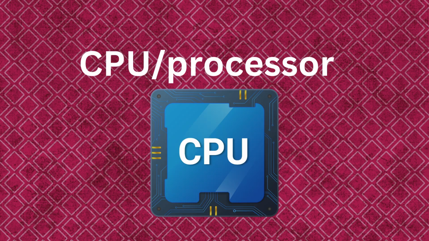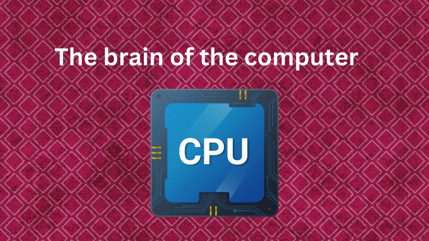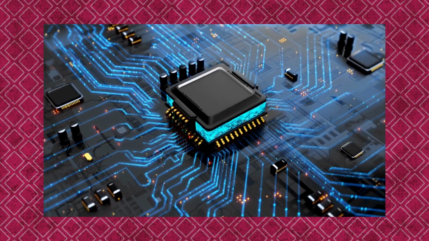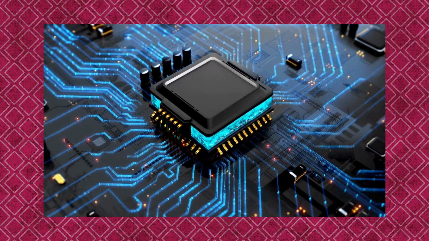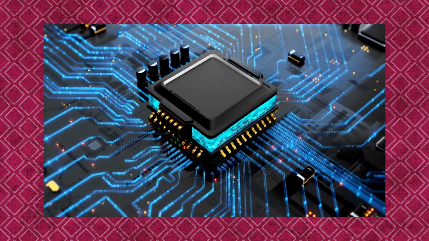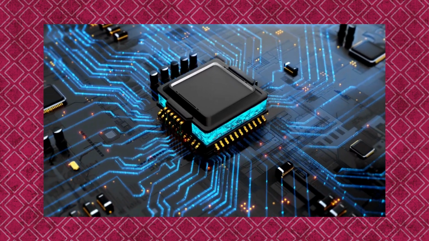CPU/processor. The Central Processing Unit, CPU, also called a processor, is located inside the computer case on the motherboard. It is sometimes called the brain of the computer, and its job is to carry out commands. Whenever you press a key, click the mouse, or start an application, you are sending instructions to the CPU.